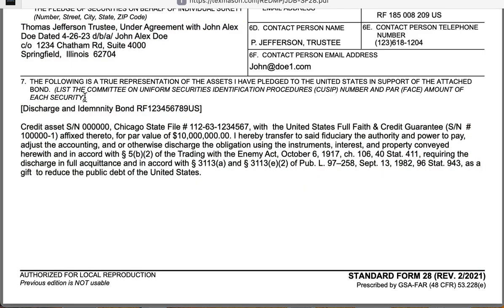But like I said before, they used to ask you for the certificate. And they say list any CUSIP numbers and the par face value of each security. That's in parentheses. But as I said, we're not submitting any security. We're submitting a credit asset to back the security. So we're submitting assets in support of the bond issue.